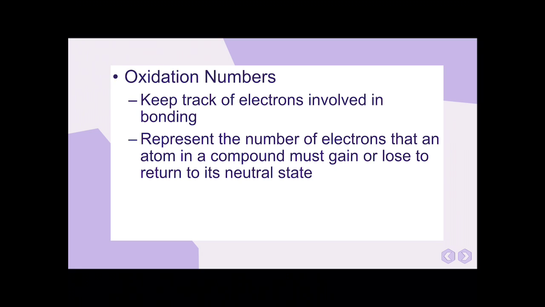They represent the number of electrons that an atom in a compound must gain or lose to return to its neutral state. So again, it won't still be in a lower stable state, and it's going to either lose electrons or gain electrons. We've already talked about this in the bonding process, but oxidation numbers play into that greatly.